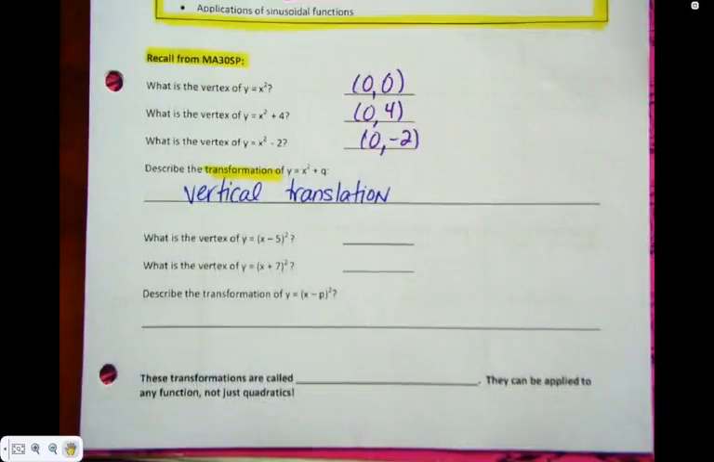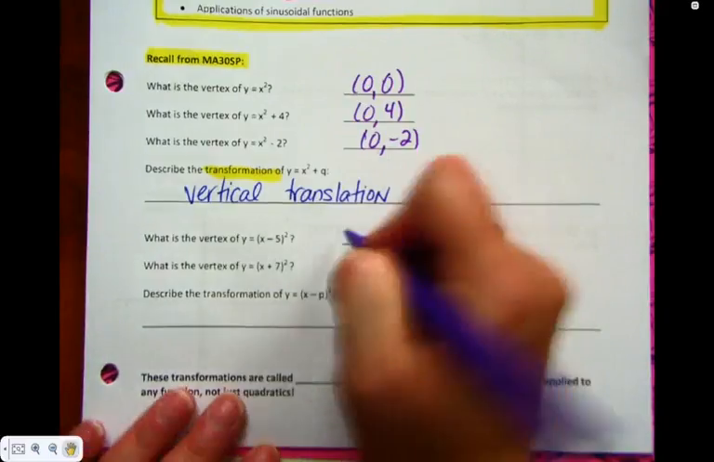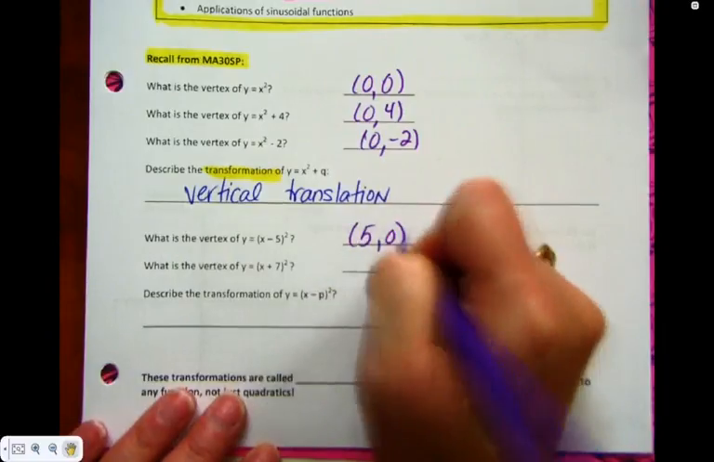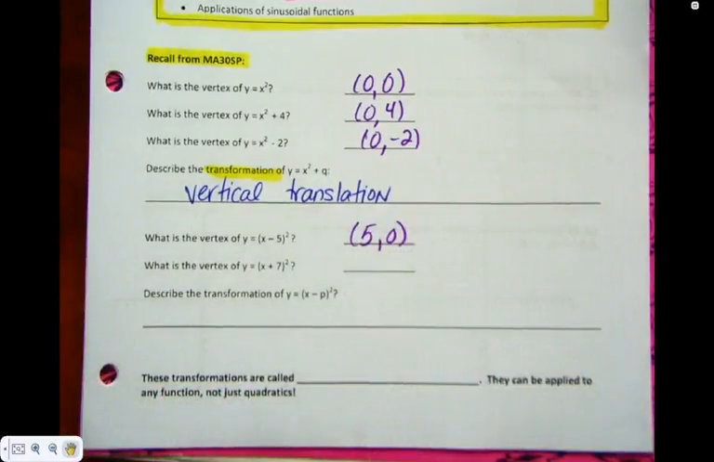Okay, vertex of, now I'm going to stick a number in the brackets, x minus 5 squared. Write down the vertex of x minus 5 squared. Vertex is 5, 0. Whoa, what happened to that negative 5? Why did it suddenly turn positive?